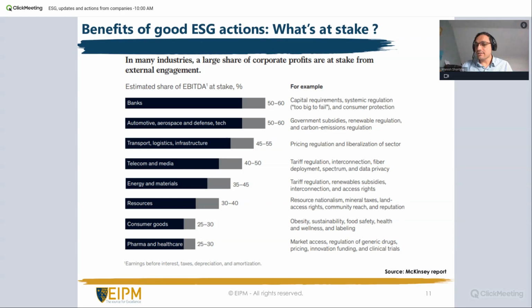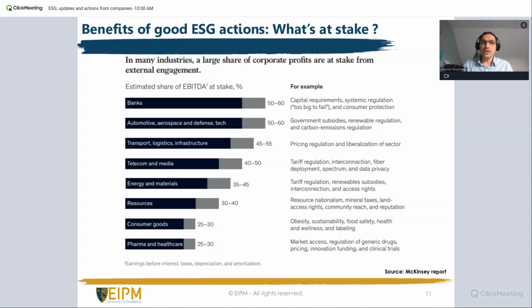If we talk about the energy sector, I have some friends from the energy sector here. So let's say if you're talking about renewable subsidies that the government gives, good ESG ratings, good benefits of ESG actions, higher the chance of getting renewable subsidies, tariff regulations, and so on. In purely FMCG consumer goods kind of products, we talk about food safety, health and wellness, fighting against obesity, transparency in labeling, and so on and so forth. Pharma and healthcare, same way, and so on and so forth. So you have plenty of, a lot is at stake financially.